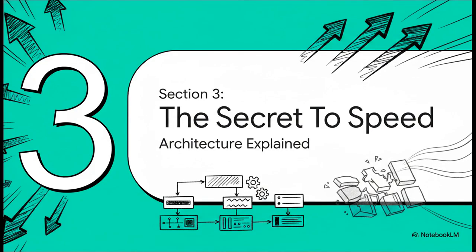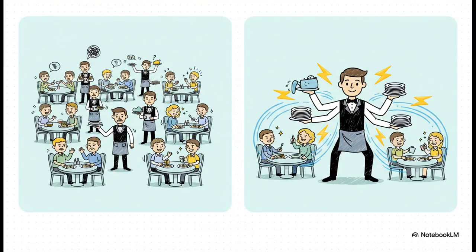All right, Section 3, the secret to speed, Nginx architecture explained. To really understand the secret to this speed, let's think about a waiter at a restaurant. Traditional servers, like Apache, operate on a process or thread model. Think of this like a restaurant where one waiter handles exactly one customer. If you have 1,000 customers, well, you need to hire 1,000 waiters, and that eats up all your memory and RAM.